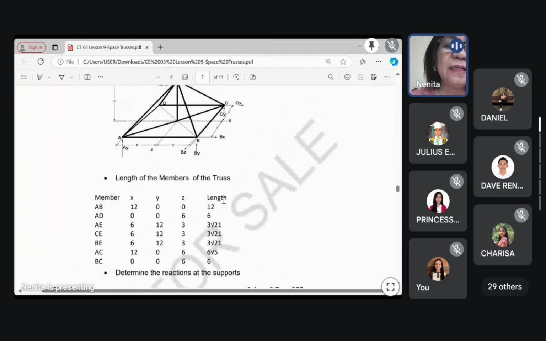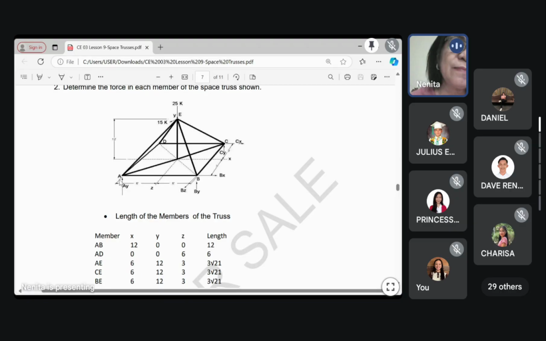Then, ang ating mga components sa length ng members of the truss. Ang AB natin, ang X natin ay 12. Ang Y natin ay 0 because it is along the X. Kung along the X, there is no Y and Z component. Ang ating AD is along the Z axis, so there is no X and Y component. Ang ating AE, where is AE? Yan, this is AE. This is member AE.